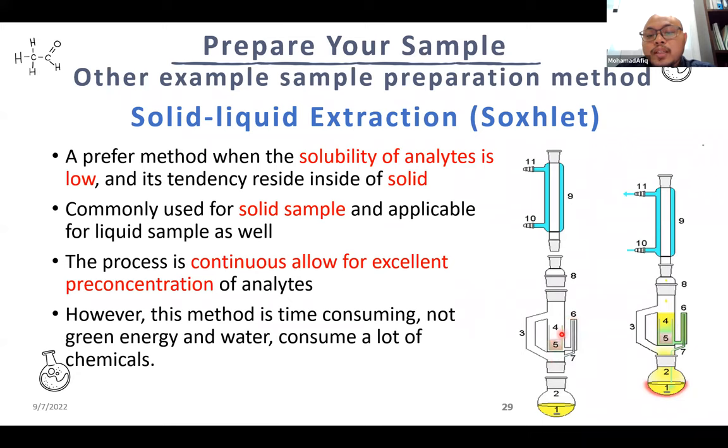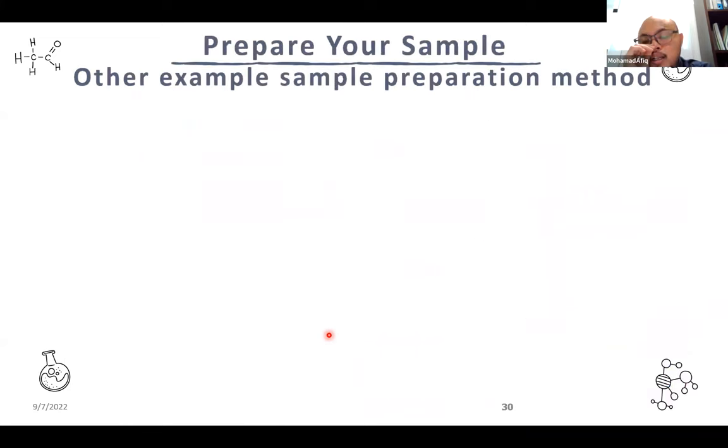You put your sample over here and your solvent here. After you apply heating, the solvent will evaporate and then condense, go back inside the solid sample, and the process continues, and your analyte will get concentrated inside this particular bottom flask. So it allows for continuous extraction and good pre-concentration of the analyte. It means it's good for us to extract as much as possible of your analyte if your sample is solid. However, the Soxhlet extraction method is time consuming. It can take days to finish the extraction. It's not really green, because we use a lot of electricity for heating, water for condensing, and of course, a lot of chemicals. That is the solid extraction, the Soxhlet extraction method.